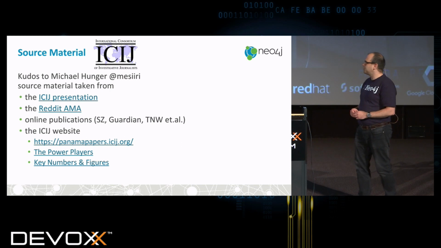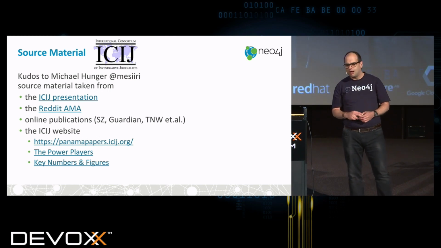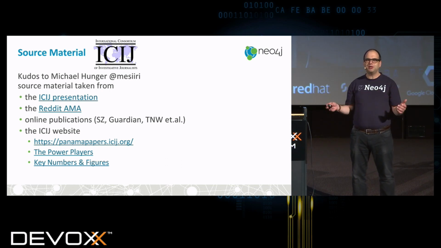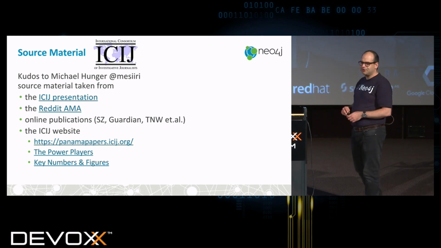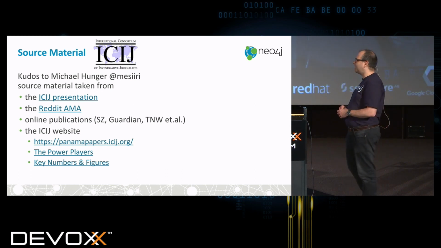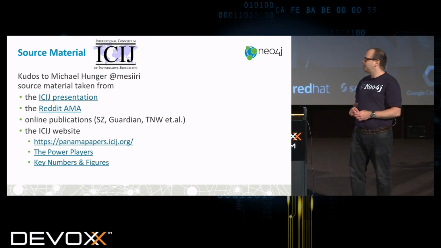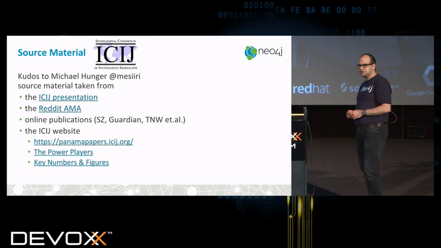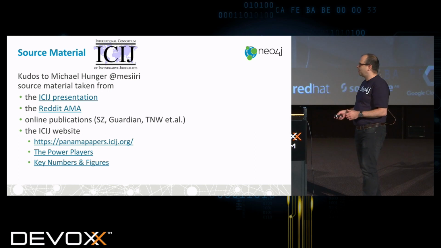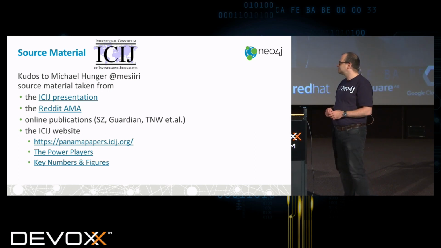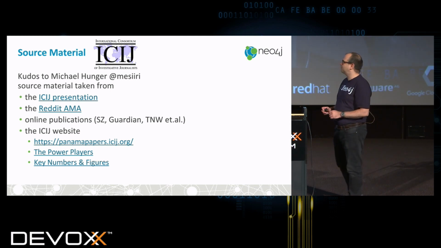Before going into details, some big kudos to my colleague Michael Hunger. If you know Neo4j, you probably have to know Michael Hunger. He's probably the most prominent guy that we have out there in the community. I've shamelessly stolen most of the slides from him. The rest of the material is based on presentations from the ICIJ, also from some Reddit recording, and some publicly available online publications from the ICIJ website. So that's where all the material originated from.